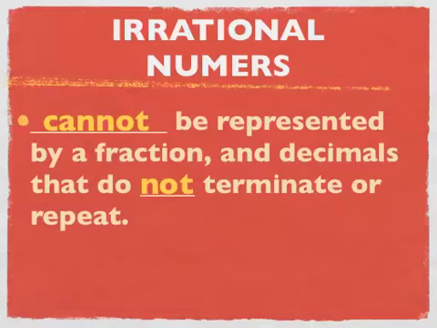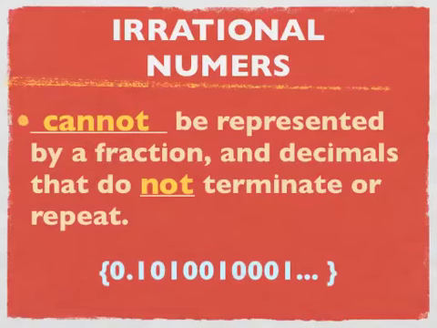Another example of an irrational number might be 0.10100100001, and notice I have an ellipsis, which means that it did not terminate. It didn't stop at that last one. It's going to keep going on, and there's no repeating.